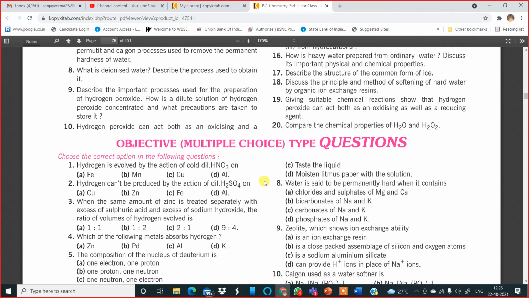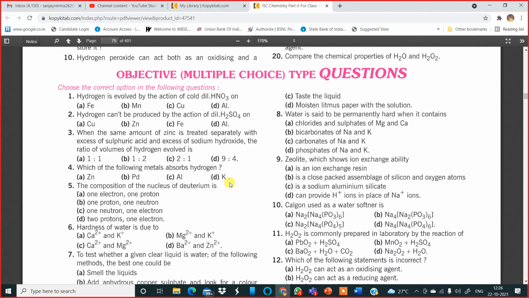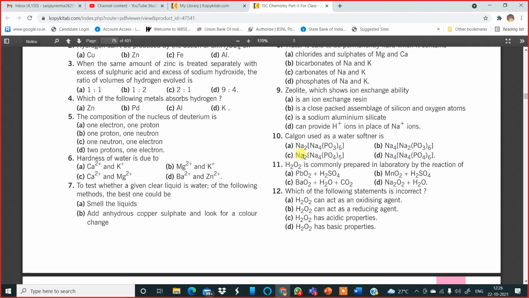Then most importantly, objective multiple choice type questions are there. The answers are given, so just solve them, tick the correct options, and try to learn them up. Like, calgon is used as a water softener. What is the formula of calgon? I have discussed this already. That is number 10. What is the answer? Tell me. You have learned this already.